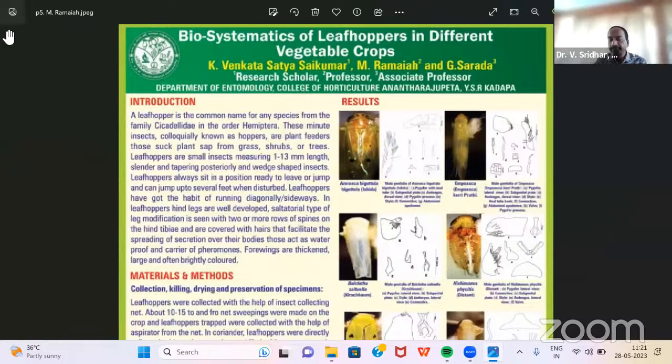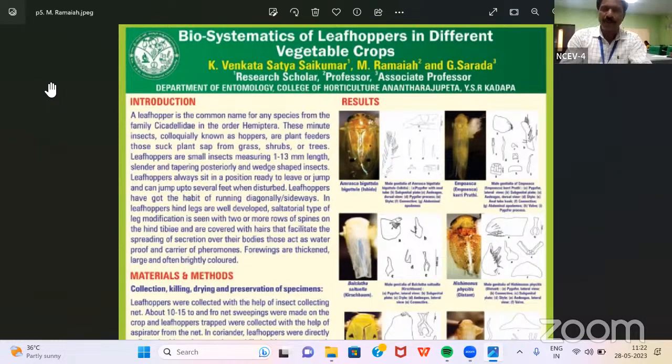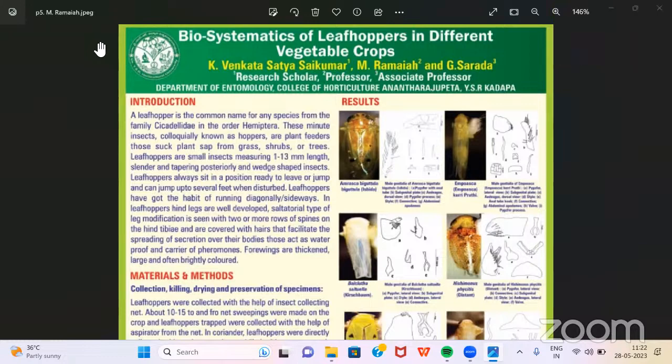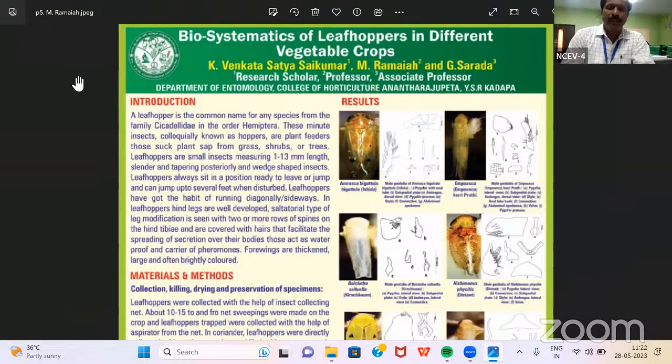Respected Chairman, sir, Co-Chairman, delegates and reporters. I'm Dr. Ramayam. Good morning, all of you. This is my student's work that I am presenting: the biosystematics of leafhoppers of different vegetable crops.